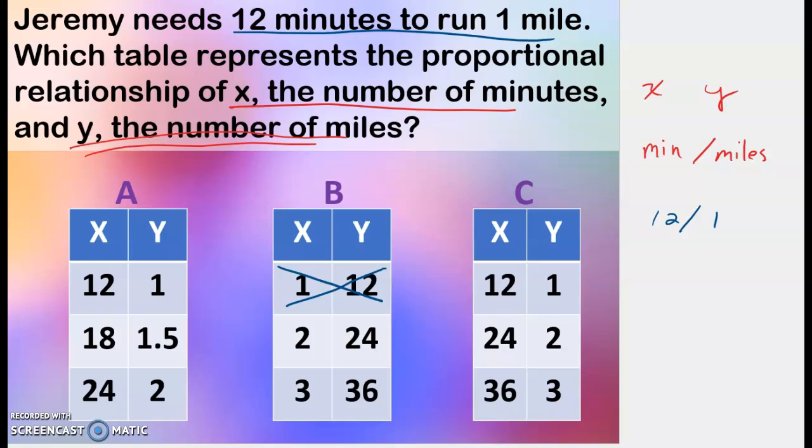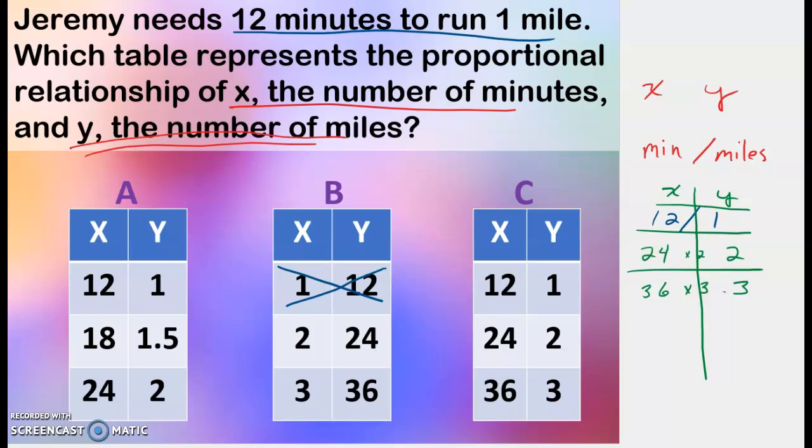I'm going to go ahead and make a table here. So this is going to be my x, this is going to be my y. My group of 2: 12 times 2 is 24, and 1 times 2 is 2. Then my next group is going to be the times 3 group. So 12 times 3 is 36, and 1 times 3 is 3. And I'm going to stop here because 3 hours is the most hours that we have.